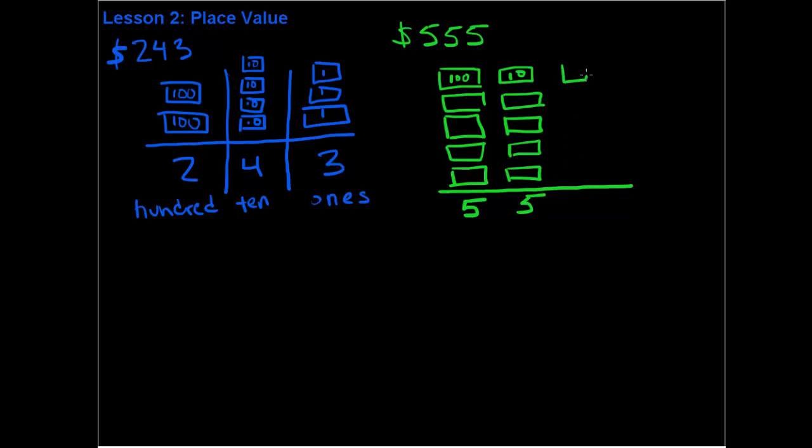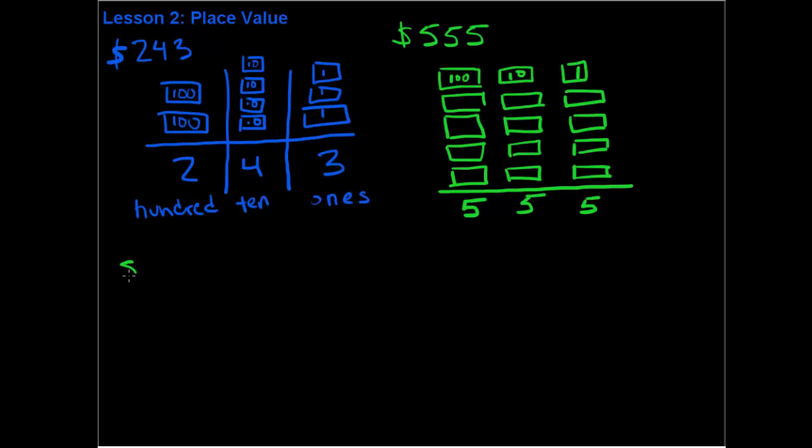And the last ones are going to be my $1 bills, and that shows my place value. I've got 5 of those. So in the end, I have 5 hundreds, I have 5 tens, which equals 50, and I have 5 ones, which equals 5. So I've got my hundreds, my tens, and my ones. So using that, we can then determine a couple of things. So let's do a problem here.